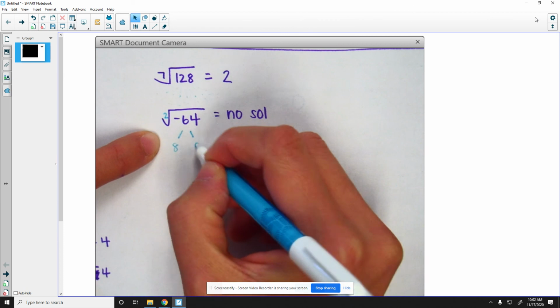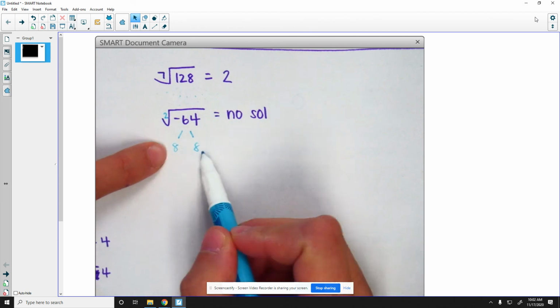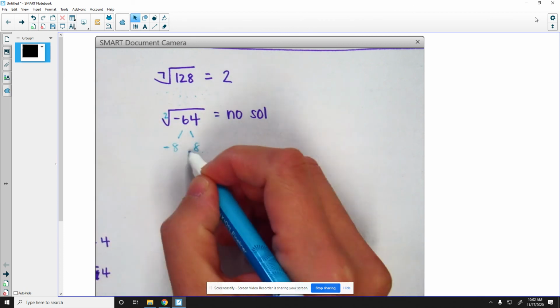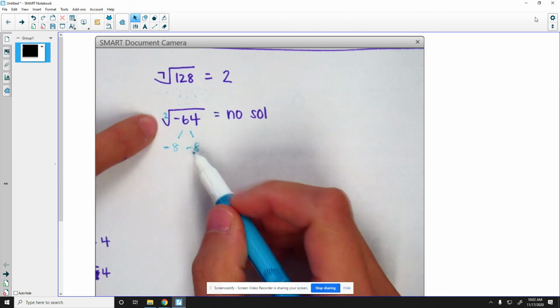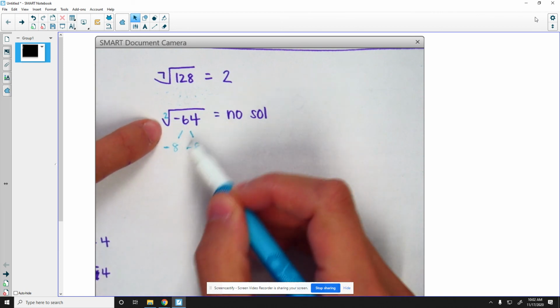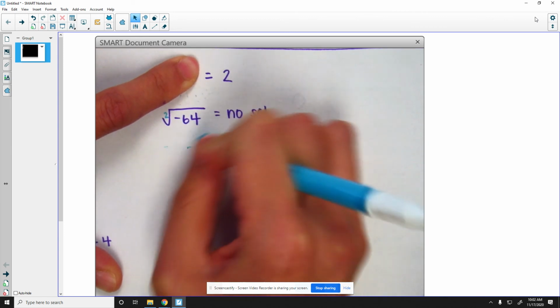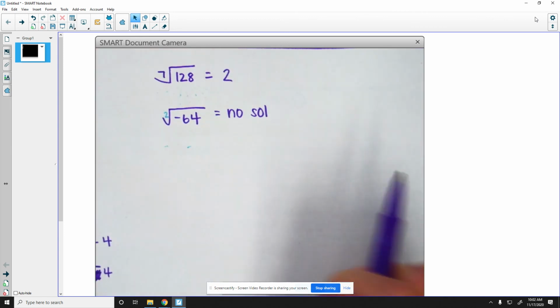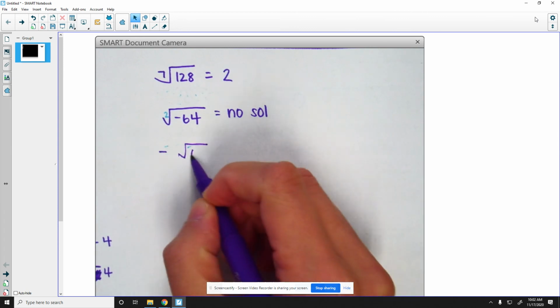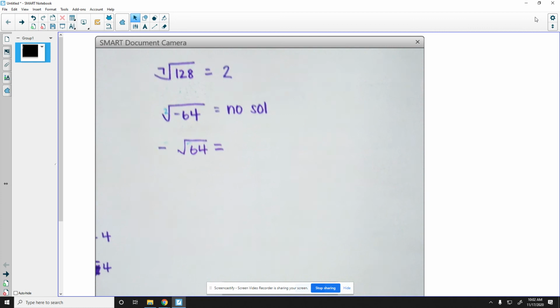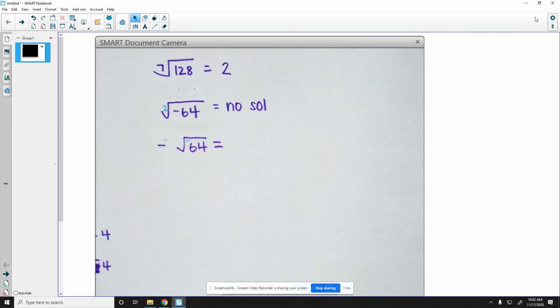I know that 8 times 8 is 64, but 8 times 8 is +64. -8 times -8 is +64. No two numbers that are the same, multiplied together, is going to give me a negative answer. That's why sometimes I can have no solution as my answer. Okay, then try this one. Negative on the outside. There's an answer there, if the negative is on the outside.